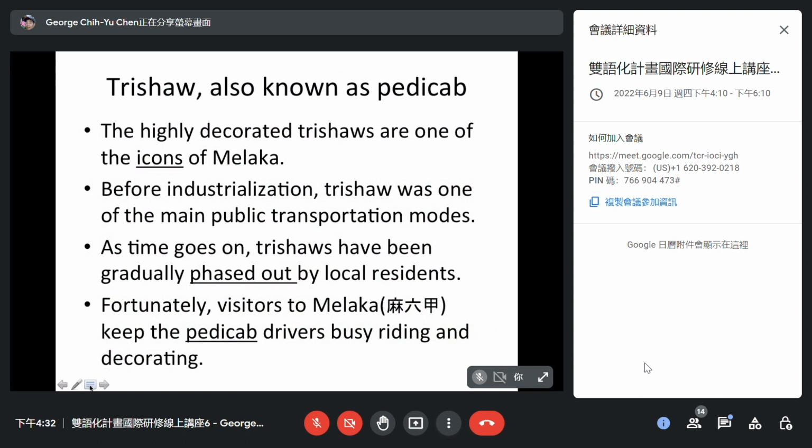So the tree shaw drivers have been struggling. So fortunately, visitors to Malacca keep the pedicab drivers busy riding and busy decorating, and they keep this cultural lineage alive.